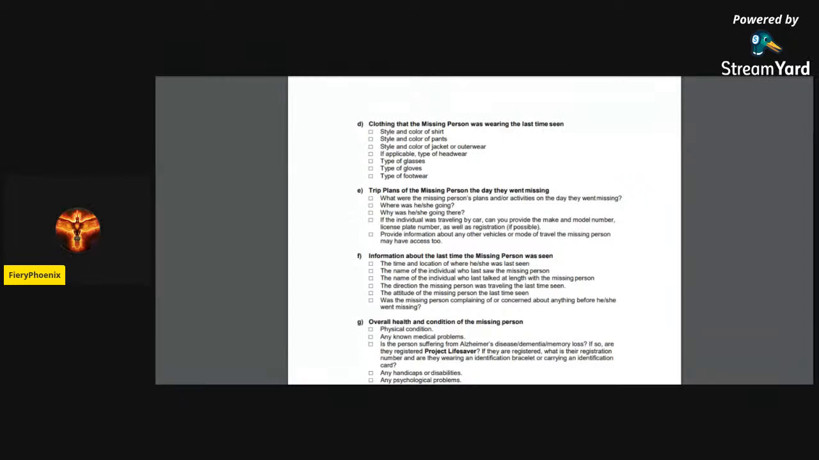Provide any information about any other vehicles or modes of travel that the missing person may have access to. They could be on a motorcycle, they could be on a bus, they could be on a plane. That's the way I look at it. Find out exactly, to me, where they are going. How are you getting there? Like, if I'm going somewhere, well, how are you getting there?